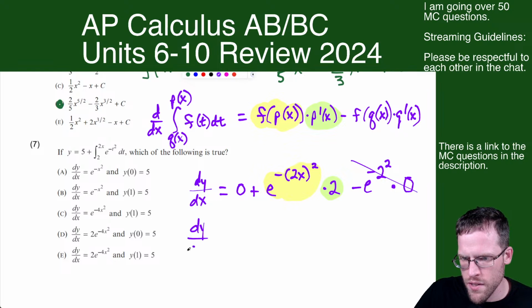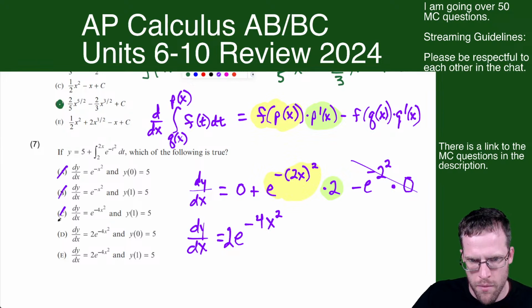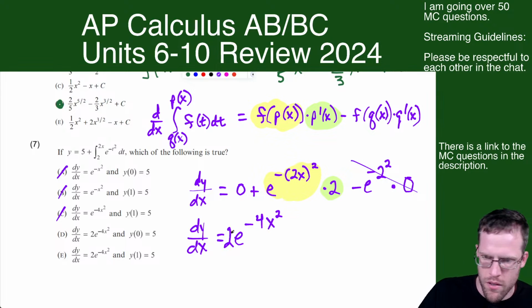So then dy/dx equals e to the negative. The negative is on the outside, so it's definitely going to be negative. And then we have 4x squared, because 2 squared is 4, and then x squared is x squared. And the times 2, I could just write in front like this. So I need 2e to the negative 4x squared. So goodbye, goodbye, goodbye. Now the million dollar question is, which of these is it? All right, make that 2 a little better.